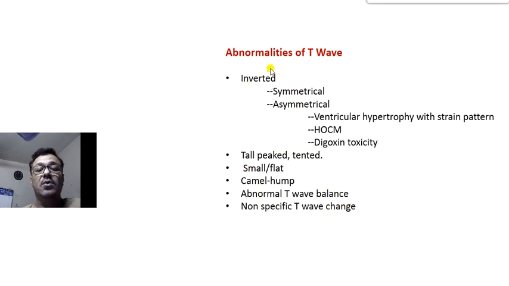Now look at the inverted T wave. This is divided into two parts, symmetrical and asymmetrical. In which condition do we find an asymmetrical T wave? Ventricular hypertrophy with strain pattern, hypertrophic cardiomyopathy, digoxin toxicity. And in which condition do we usually get a symmetrical T wave? Ischemic heart disease, myocardial infarction, and myocardial ischemia.